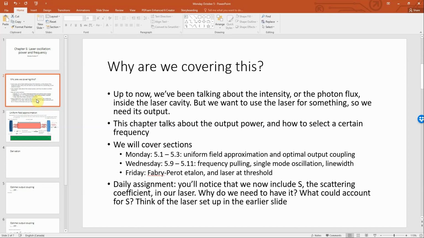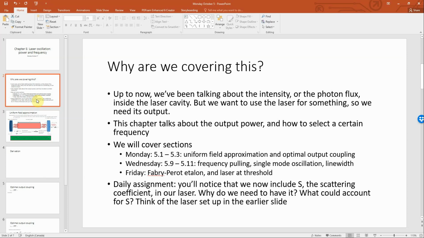On Wednesday, we'll be covering sections 5.9 to 5.11. So that's talking about frequency pulling, single mode oscillation, and line width. So that's going to discuss how to select the frequency out of the laser and what that takes, depending on the gain medium and the configuration of your laser cavity. On Friday, we'll be talking about the Fabry-Perot etalon, which will be related to the stuff that we talked about on Wednesday, and we'll be discussing laser at threshold. Because we've been talking about threshold gain, we're going to talk about laser at threshold.